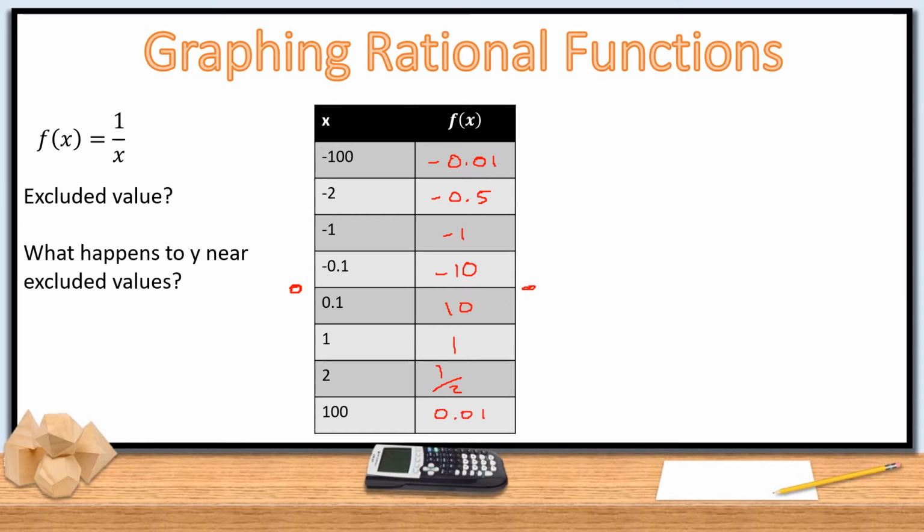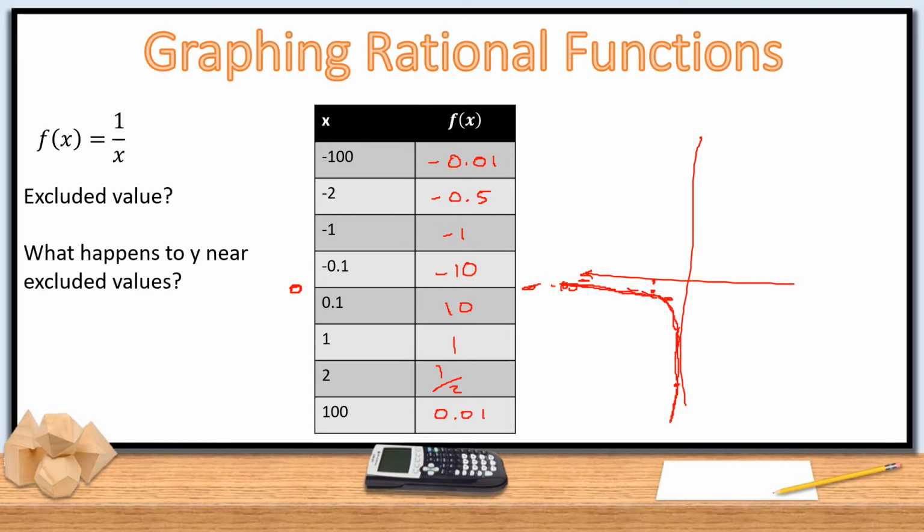So what do I notice? As I go to graph this, as x is out here at negative 100, I'm at negative 0.01, so I'm really close to the axis. At negative 2, I'm at negative a half, at negative 1, negative 1, and at negative 0.1, I'm at negative 10, so it's coming straight down here. As I sketch this out, I'm getting that L shape.